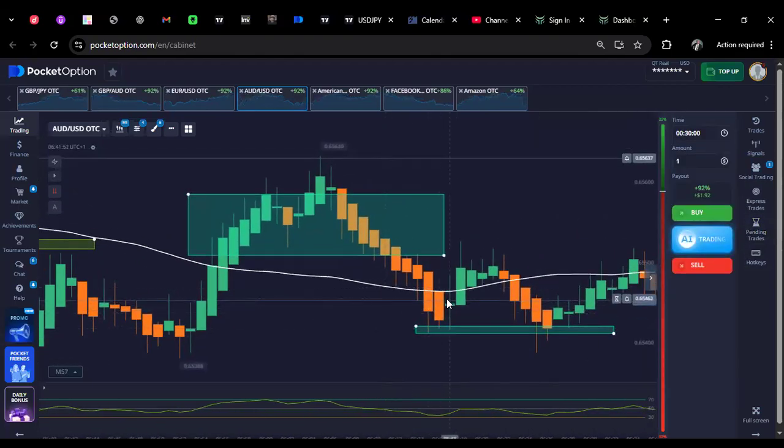Now, this is the same pattern, but if you enter this trade here, you're going to be taken out. That's why you don't just take it anywhere. If you enter it here, you're going to be taken out for real.